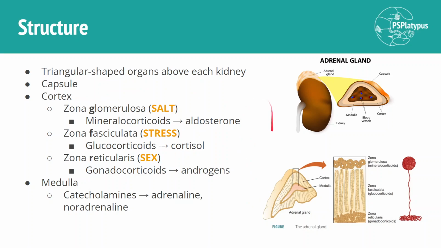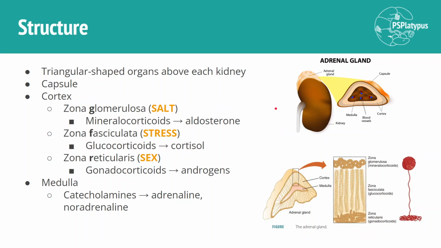The three layers of the cortex, the zona glomerulosa, fasciculata, and reticularis, can be remembered through the first letter of each of those words, G, F, and R, which reminds you of the glomerular filtration rate, which is another thing that is relevant to the kidneys. And the sequence of GFR helps us remember the sequence of glomerulosa on the outside, fasciculata a little bit more inside, and reticularis even more inside.